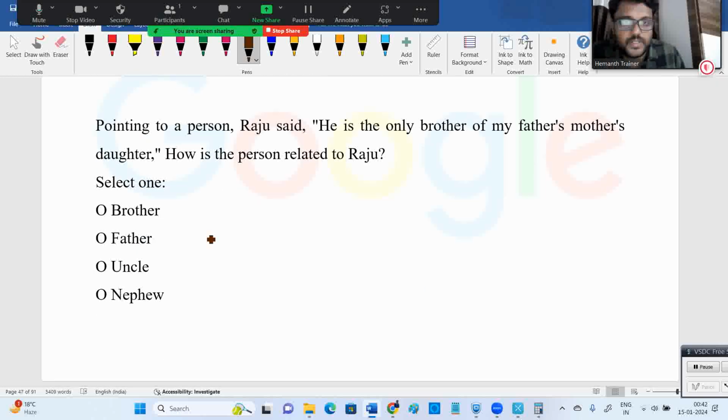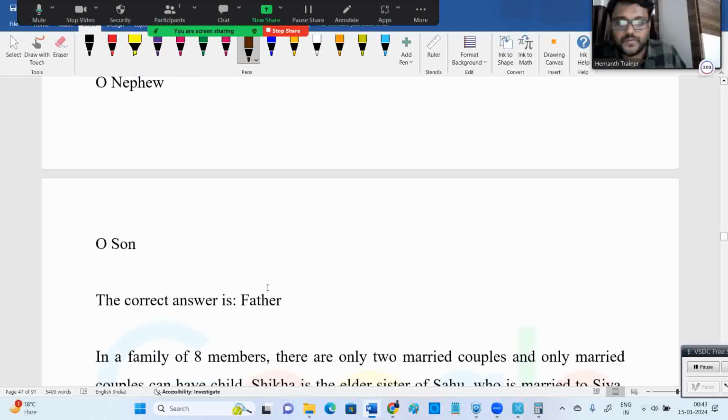Here Raju, he is the only brother of Raju's father's mother's daughter. Raju's father's mother's daughter means Raju's aunt. Her only brother means Raju's father only. So how is the person related to Raju? He is the father.